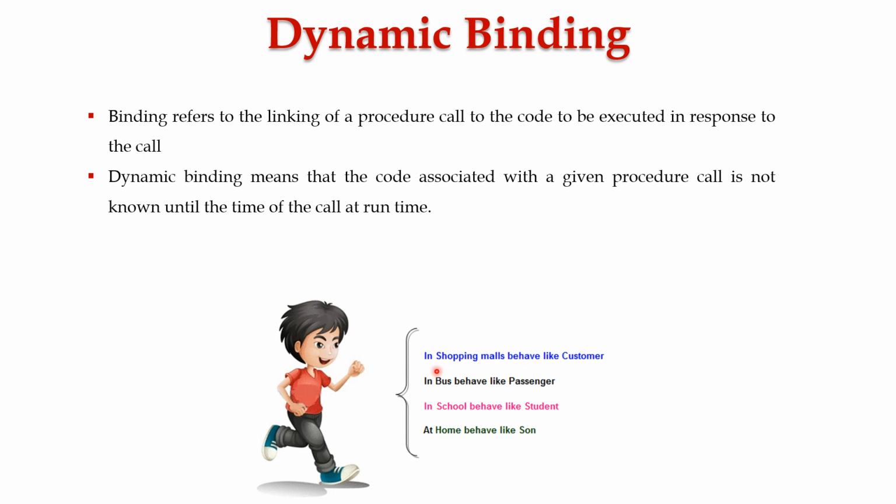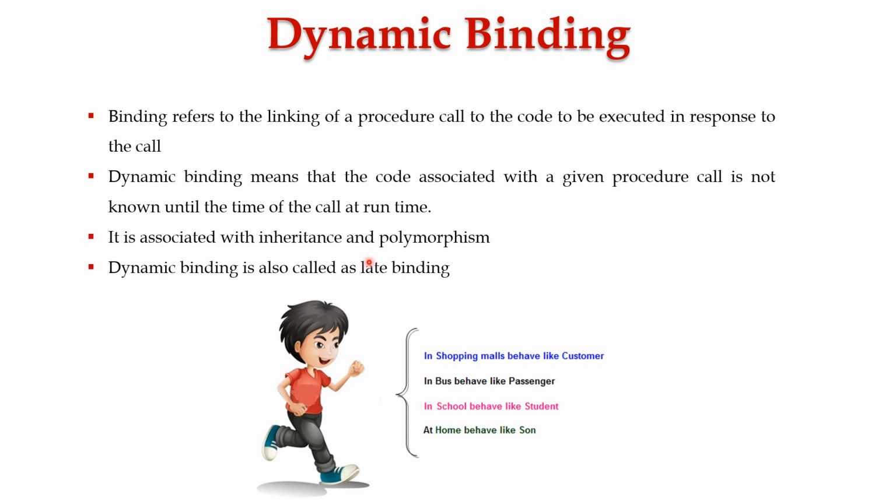context. A person acting as a customer in a shop, a person may act as a passenger in a vehicle, a person may act as a student in a class or he may act as a son at home. Similarly, in object-oriented programming, dynamic binding allows a method call to be resolved at runtime based on the actual type of the object. So it enables flexibility and adaptability in the behavior of the object depending upon the context in which they are being used. It is associated with inheritance and polymorphism. Dynamic binding is also called late binding.